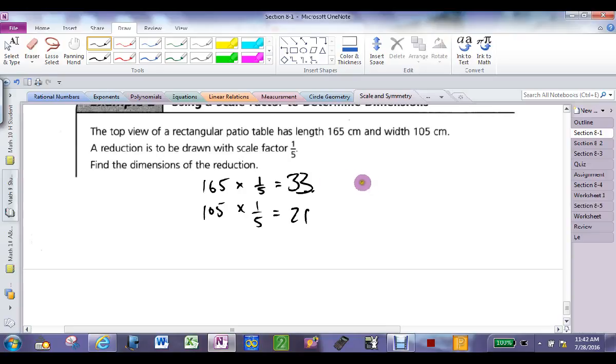No, it isn't. But that is beside the point. What you did was you went 165 times 0.2, and 105 times 0.2. The other thing you could have done, Craig, was this. 165 times 1 over 5. 165 times 1 is 165 divided by 5, which would get you the same answer. Both of them are acceptable.